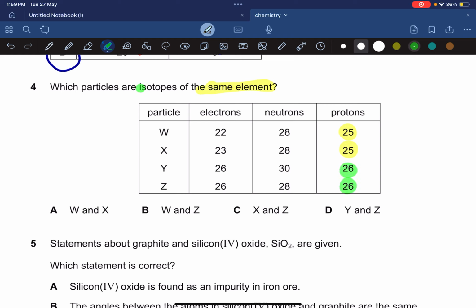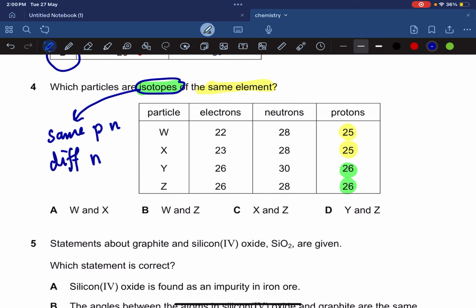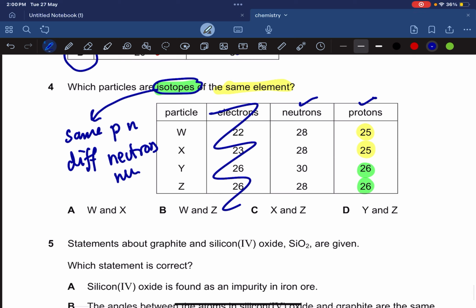We have to look for isotopes. Let's see the definition of an isotope. Isotopes have the same proton number, but a different neutron number. Electrons have nothing to do with isotopes, so we don't look at the electron column. We are only concerned with protons and neutrons. So we need different neutrons. We have the same protons, now we need different neutrons. But over here we have the same protons, 28 and 28.